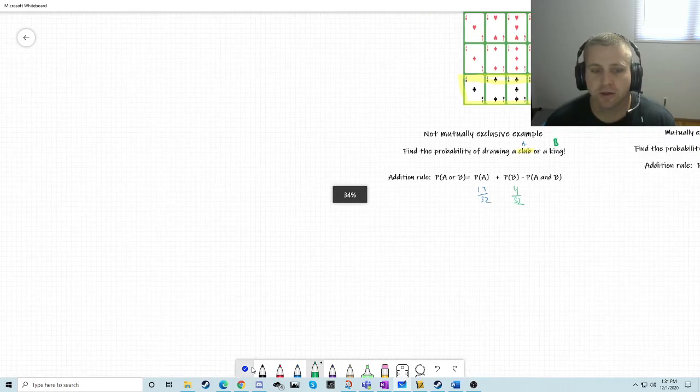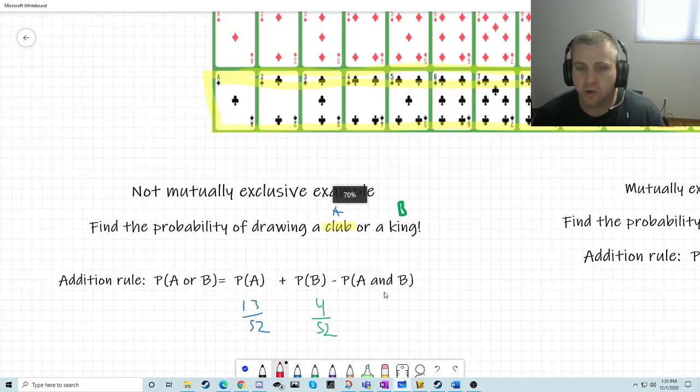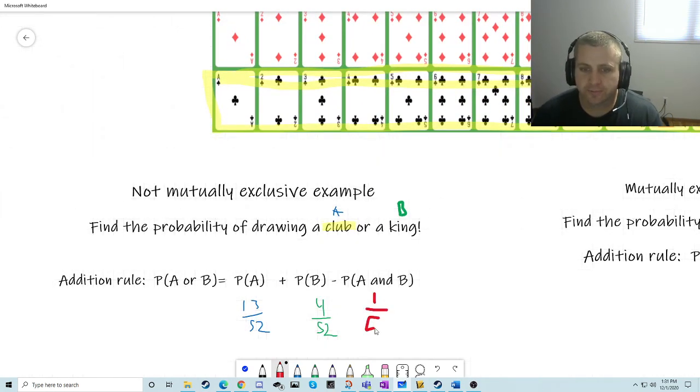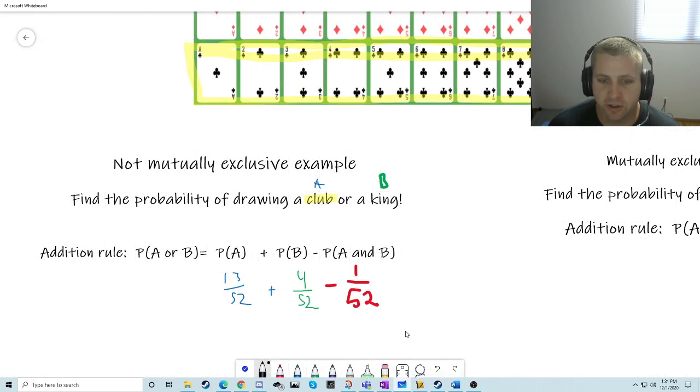So I look at my deck and I'm thinking, okay, where's the overlap? Well, the overlap is that guy. He's both a club and a king. So there's only one of those. So I'll do minus that and plus for those two, just like the formula says. And that ends up as 16 over 52.